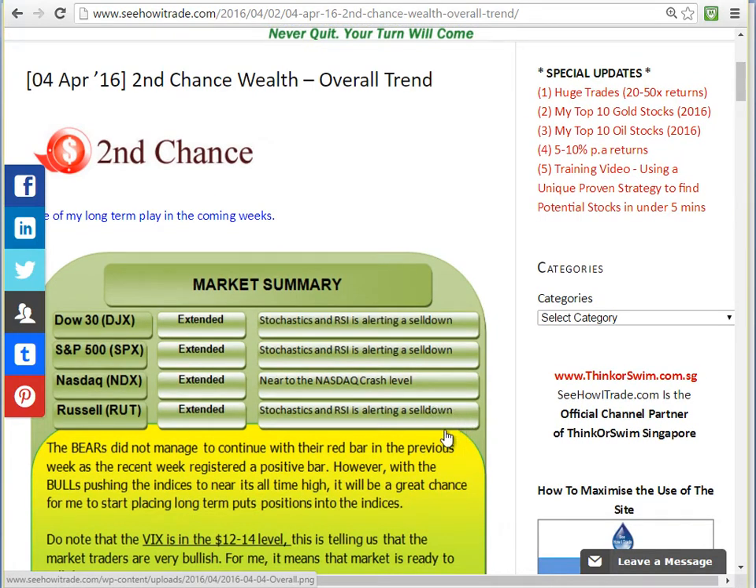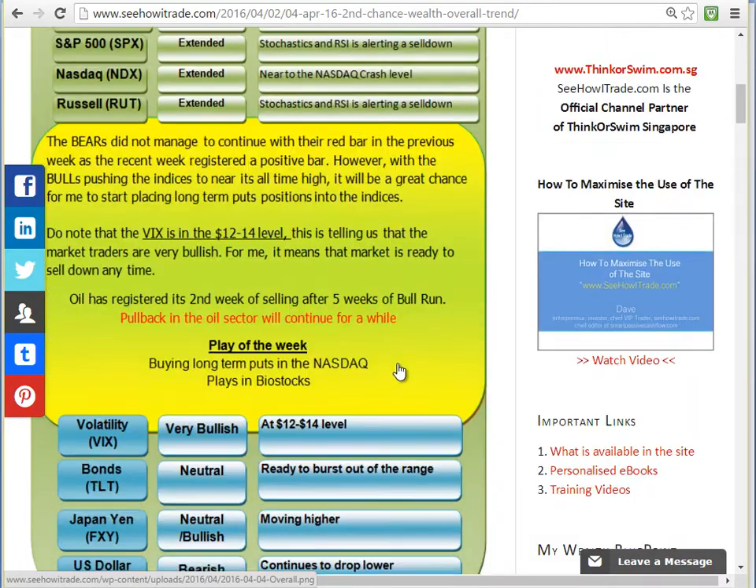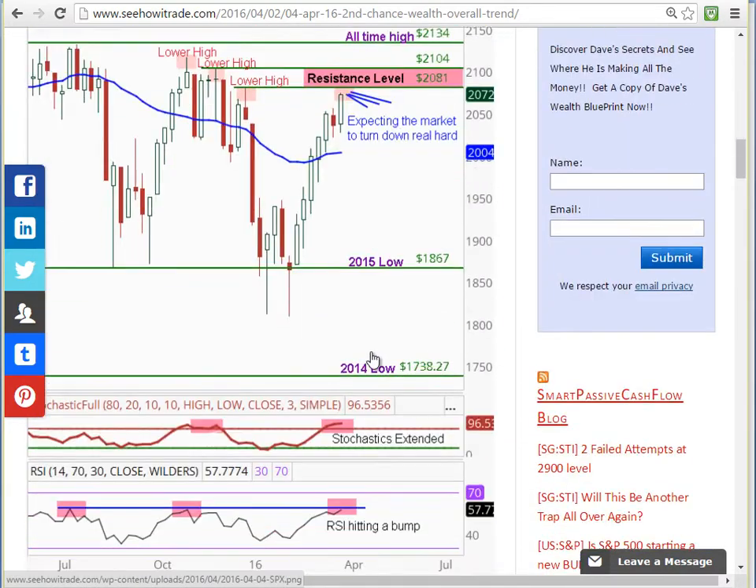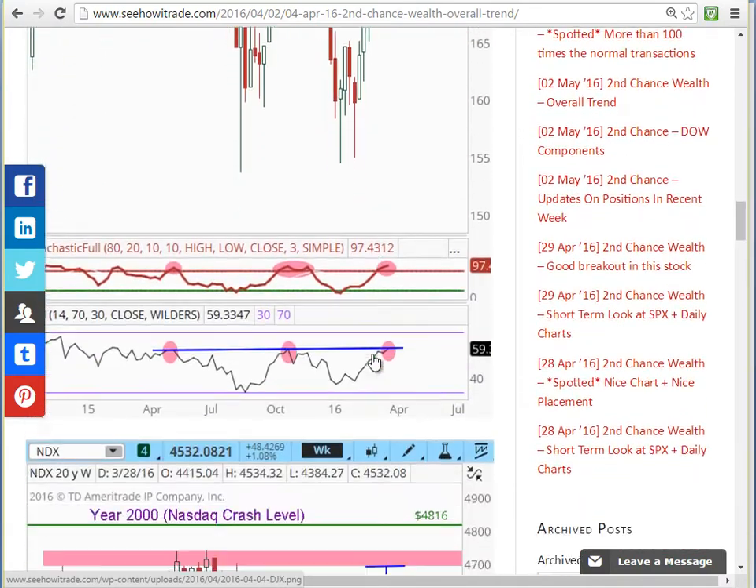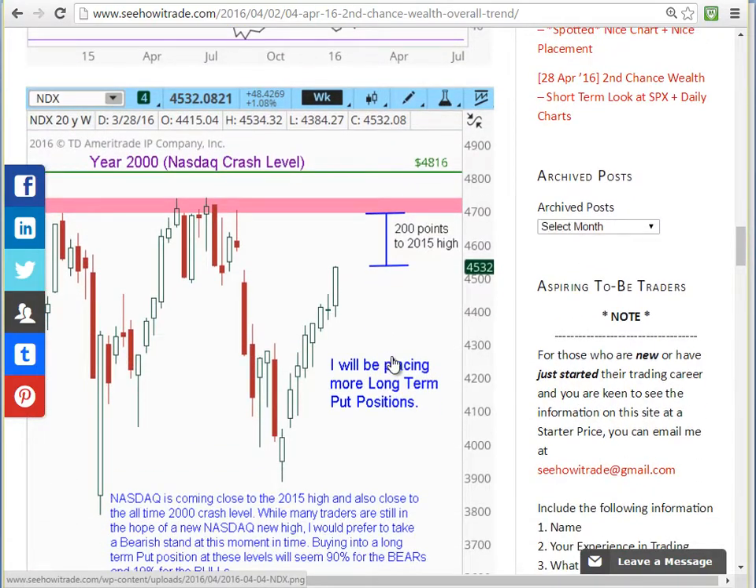As you can see over here, the technology sector, which is the Nasdaq, is near the Nasdaq crash level. Let's take a look at the chart itself. As you can see on the chart, Nasdaq is approaching the crash level of the year 2000. At that time it's about 4,500 points, and the Nasdaq crash level is 4,800 points. So it's very near to the crash level of the year 2000.